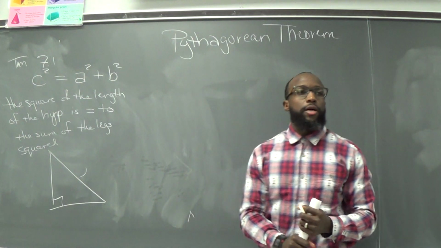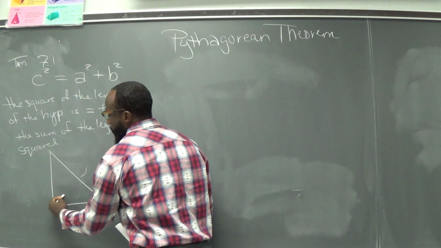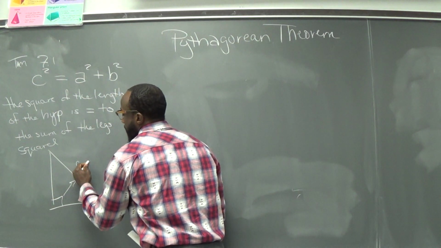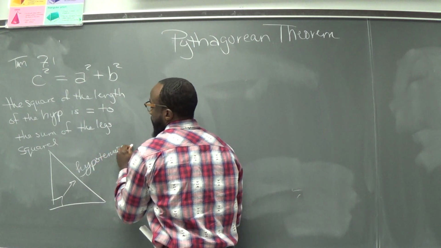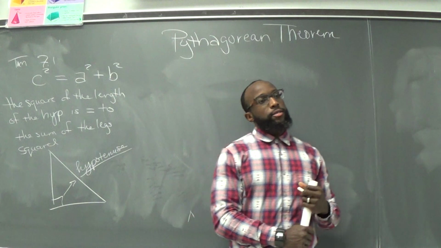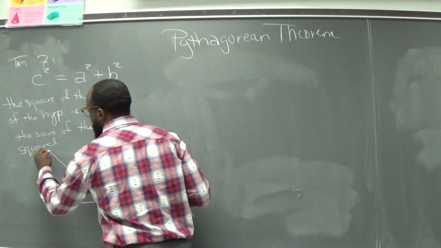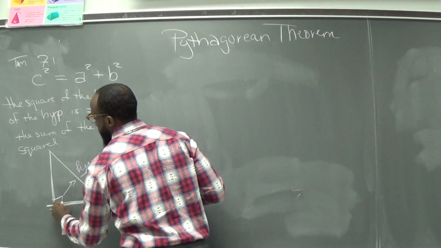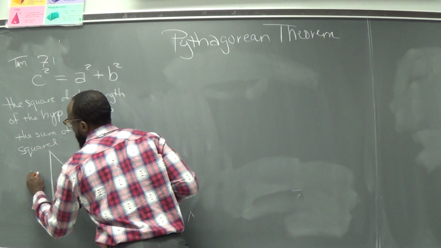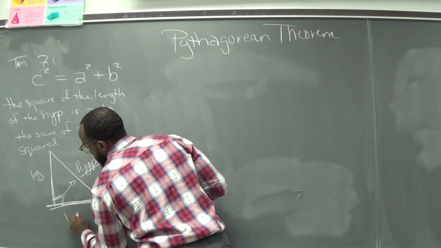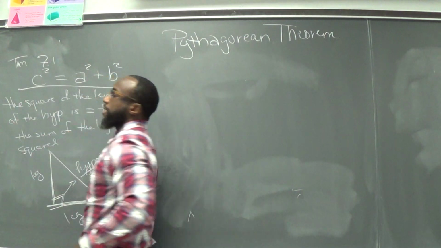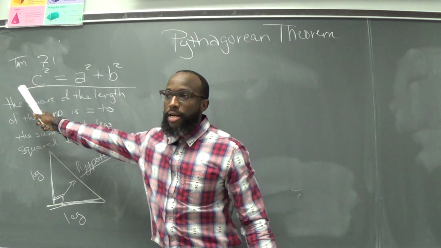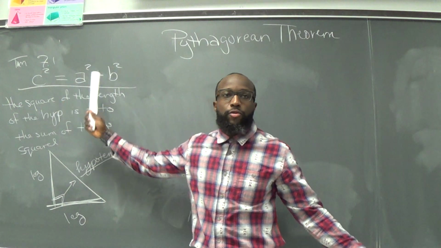The main thing you need to know is that the side opposite the right angle is always the hypotenuse. Say it with me, hypotenuse. Fantastic. The two parts of the triangle that make up the right angle are called the legs. Say legs. Alright, so the Pythagorean Theorem is a squared plus b squared equals c squared, or c squared equals a squared plus b squared.